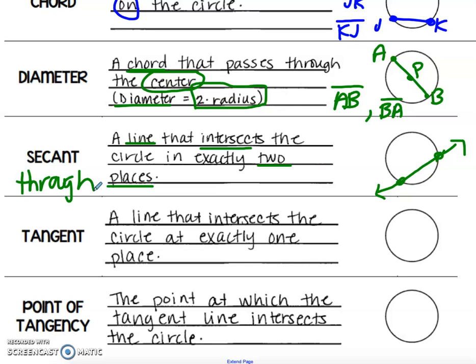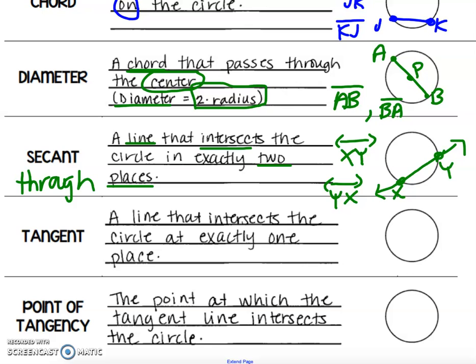So let's pick our favorite letters. I'm going to say X and Y. So this could be line XY. Notice I put arrows because it was a line. Or you could have line YX. All right, so biggest thing, secant means through.